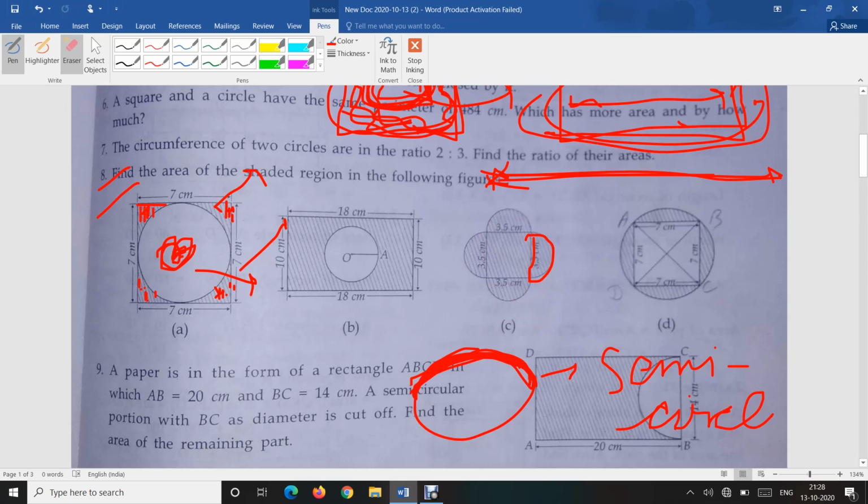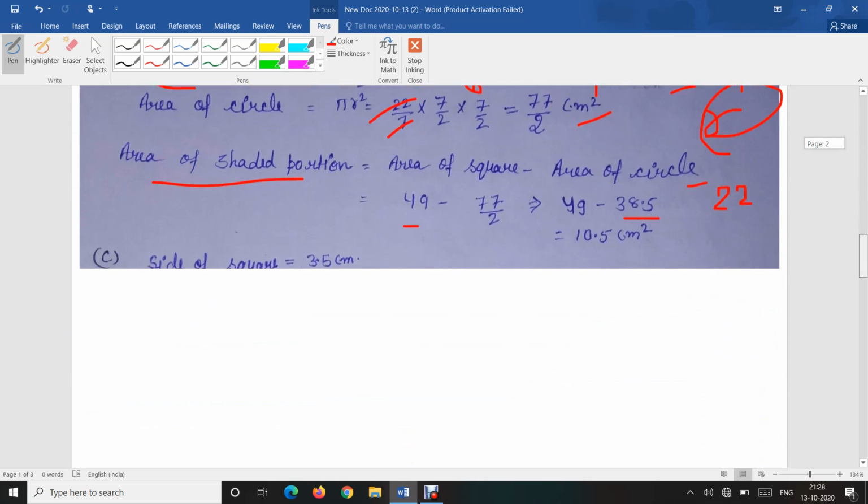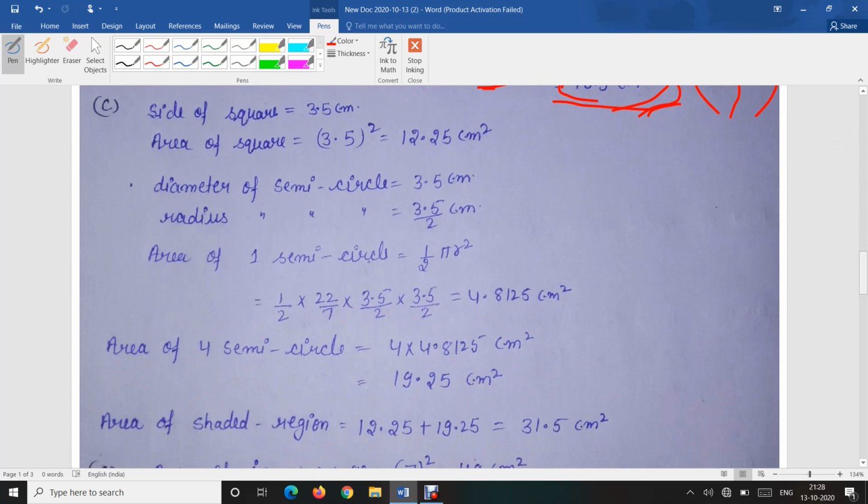As you can see in this figure, the whole area is shaded. Then that means we have to find out the area of this square and area of these 4 semicircles, and after that we can add the area of these 4 semicircles and area of this square, and in such a way we can find the area of the shaded portion. So first of all we will find out the area of the square.